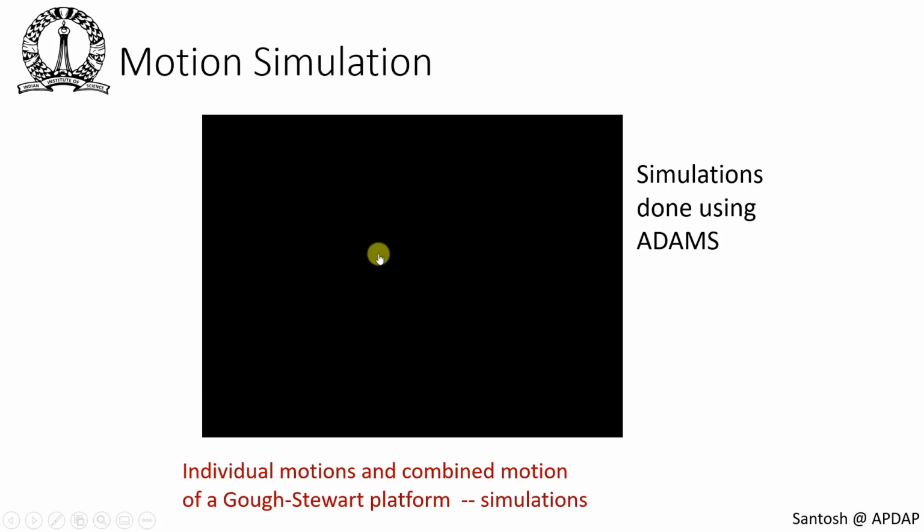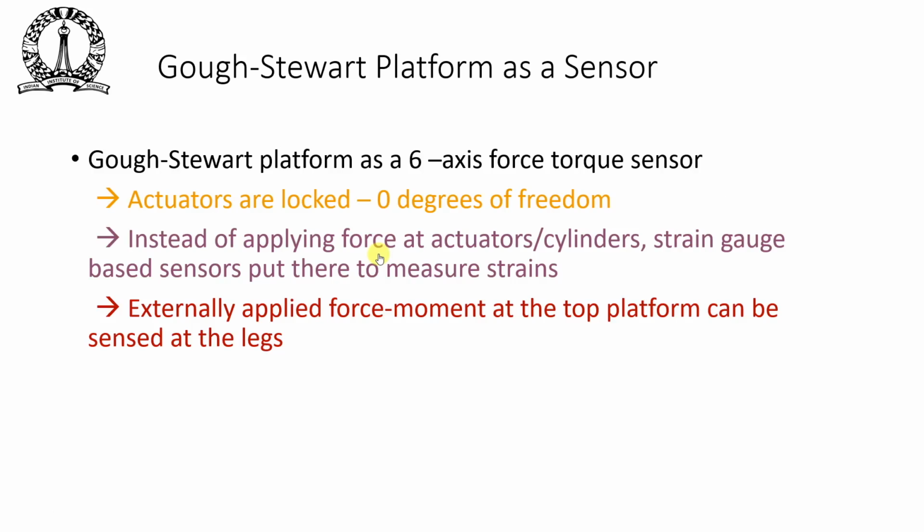So these are basically individual motions along X, Y, and Z and the combined motion. The Gough-Stewart platform can also be used as a sensor. When it is used as a sensor, it can measure the 6 components of the forces and torques acting on the top platform. So if there is a force with components Fx, Fy, Fz, and a moment or torque Mx, My, Mz, it can be rigged up to sense or measure these forces.